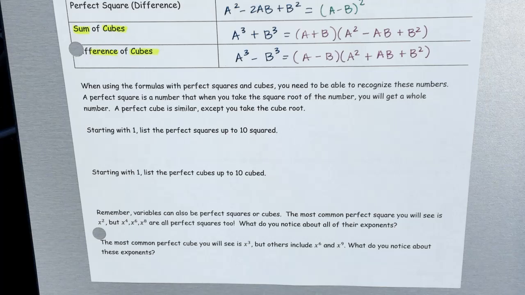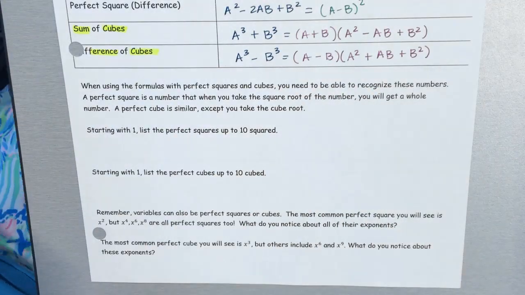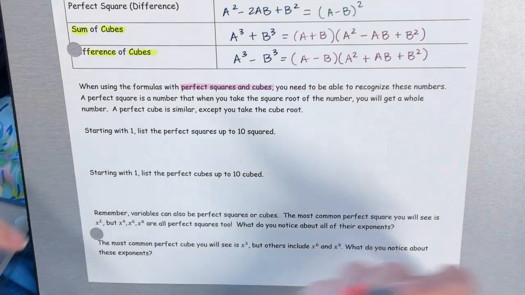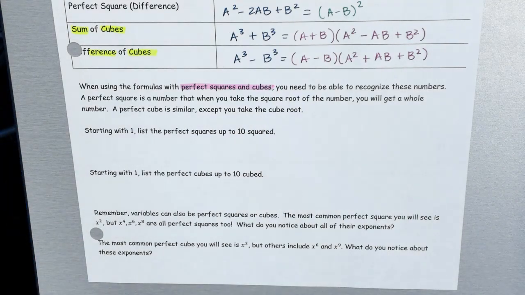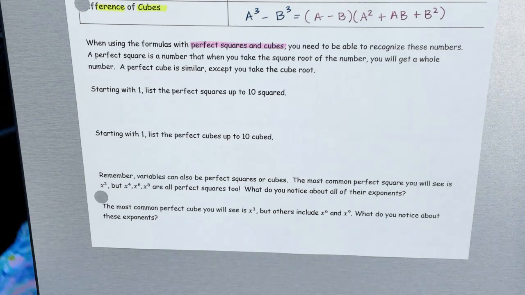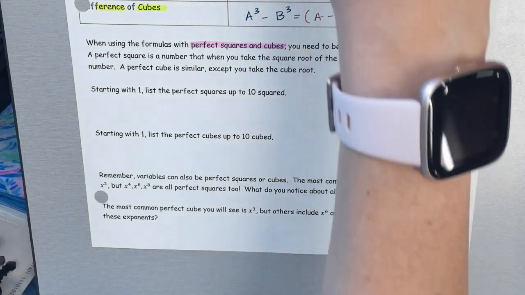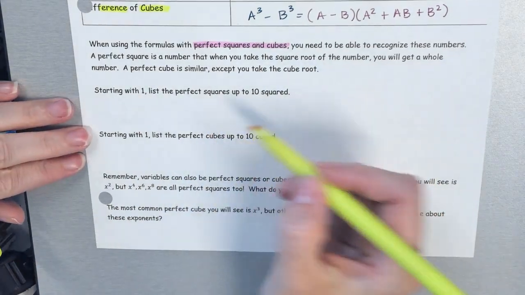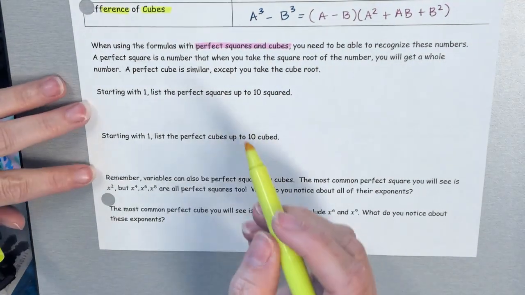Okay, so when we're doing this without a calculator, it's important that you are able to recognize the perfect squares and the perfect cubes. Recall that a perfect square is just a number that when you take the square root of it, you get a whole number. And the perfect cube, when you take the cube root, you get a whole number. So, starting with 1, I want you to list the perfect squares up to 10 squared.